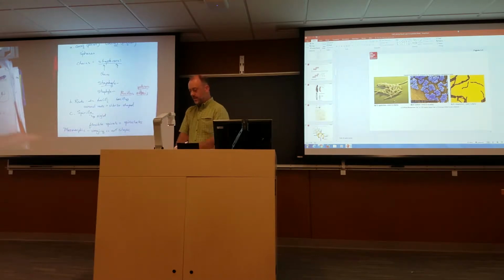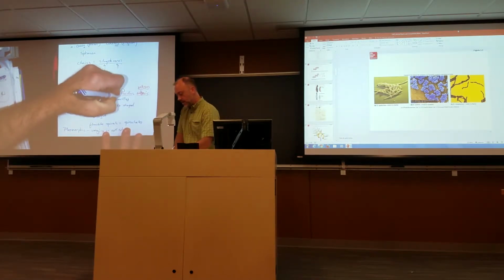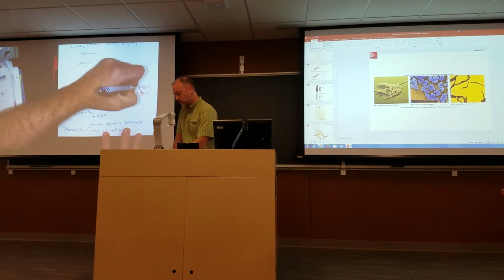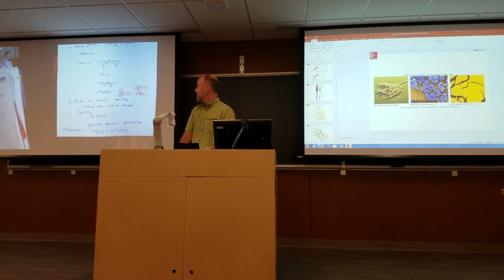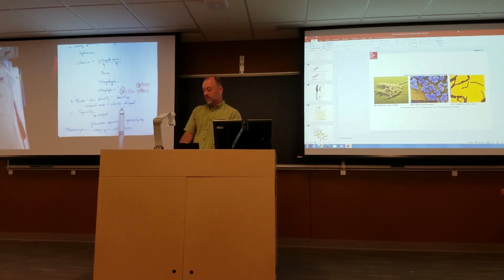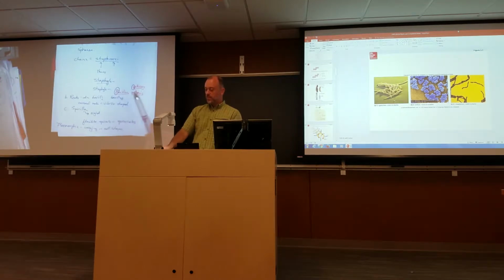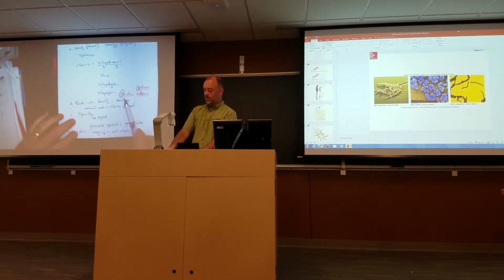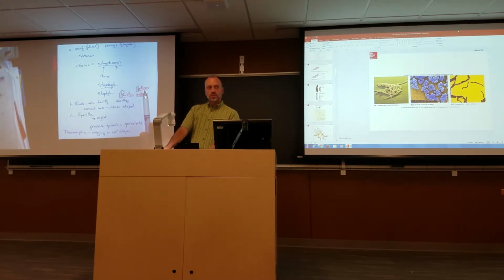Notice that the genus is capitalized, the species is lowercase, and the whole thing is underlined. This is an example of an organism whose genus is named after the shape of the cell, right? So you can guess that this was named a long, long time ago based on the fact that it was the bacillus, or this rod-shaped cell, that caused anthrax. So sometimes the organism is named after the disease it causes. Sometimes it's named after the shape of the cell.